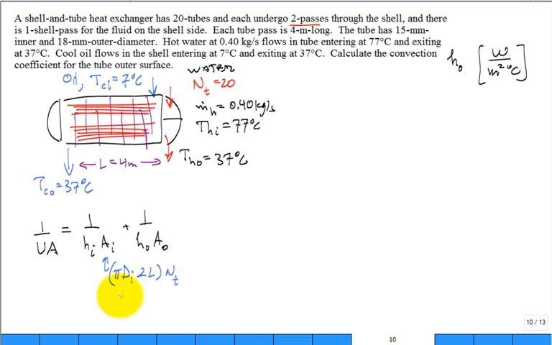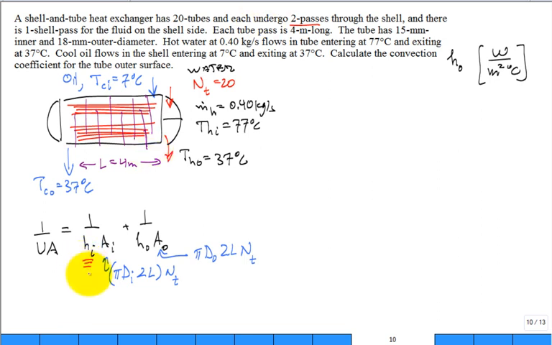And likewise, what about the total area outer? Pi d outer, 2L. Why 2L? Each tube has 2 passes. And then why N_t? Why the number of tubes? Because there's 20 of them. Make sense? All right.